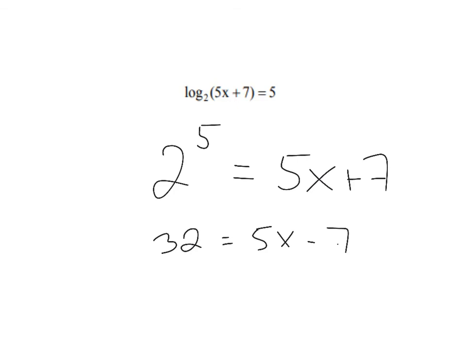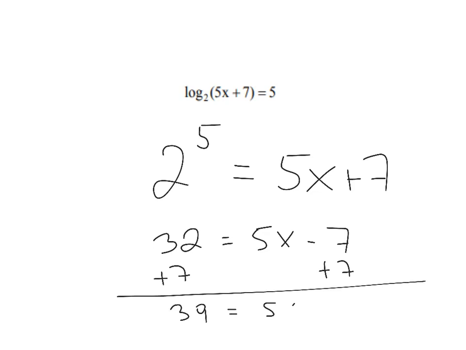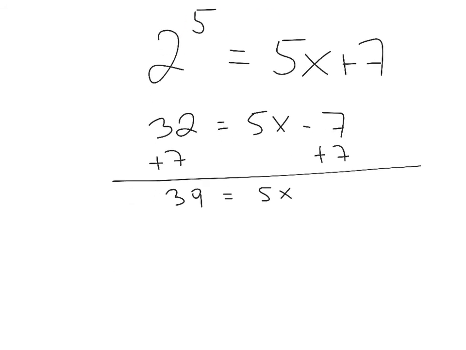What's your next step? Add 7 to both sides. Add 7 to both sides. So you get 39 is equal to 5x. Okay. As a fraction, all I want is x is equal to 39 over 5.